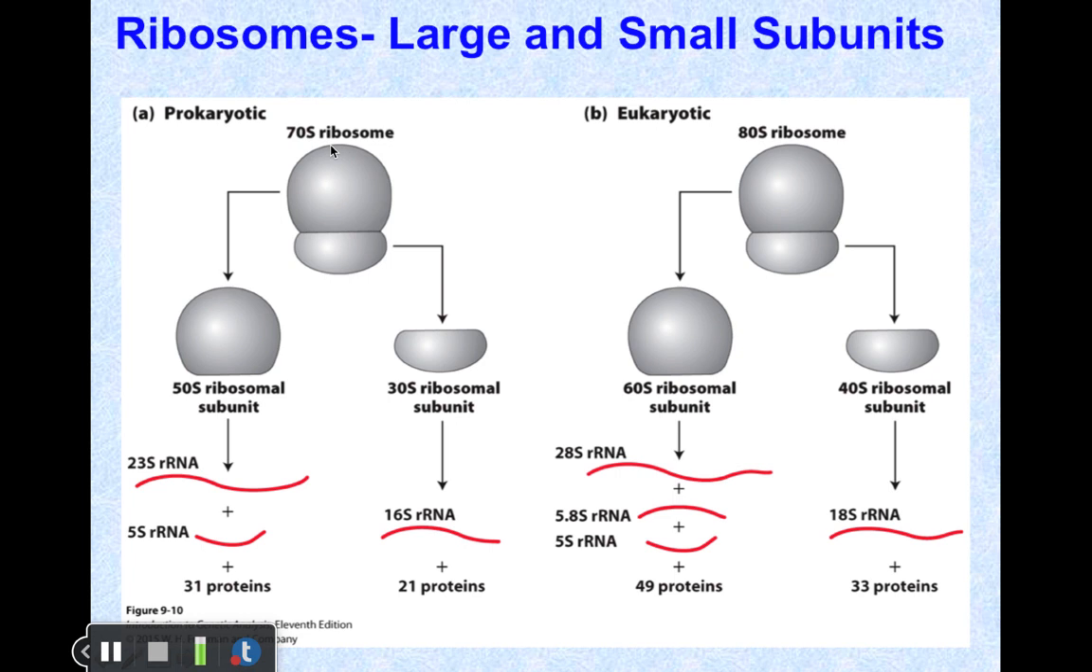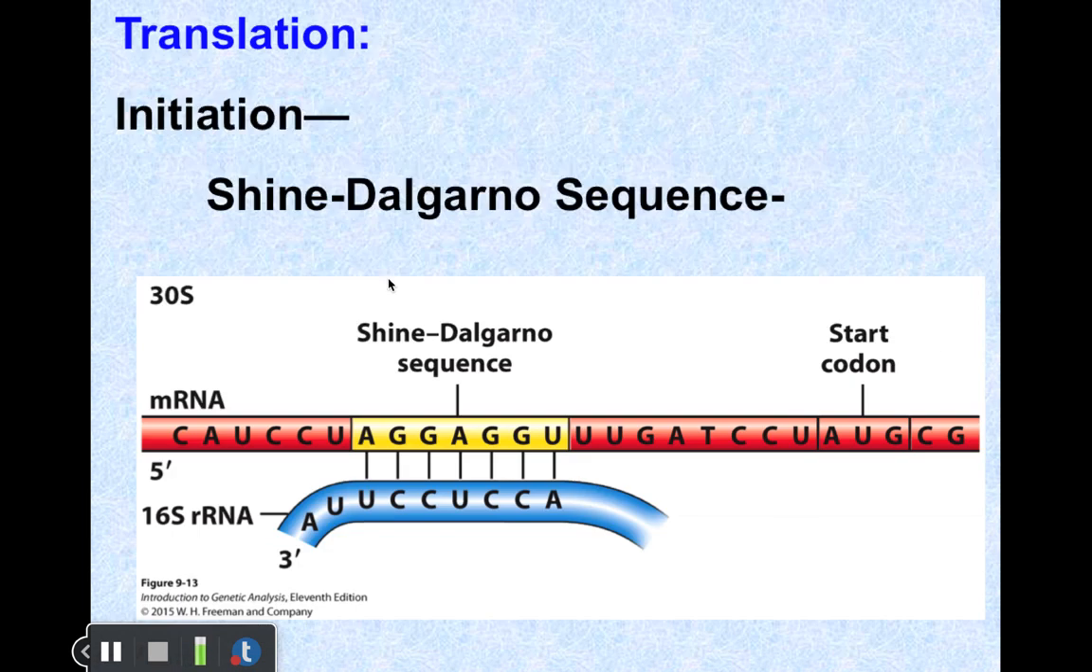But I just want to point out that whether we're talking about prokaryotes or eukaryotes, ribosomes consist of a large subunit and a small subunit. Often in the cell, those two subunits exist separately, but during translation, they come together and function as a single ribosome. So how does it all begin? How does a ribosome know where and when to initiate translation?